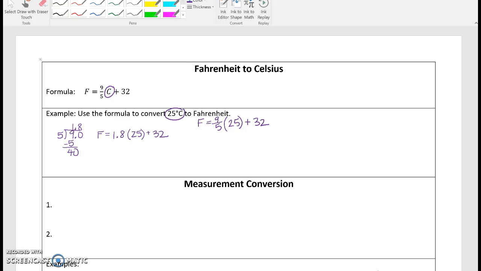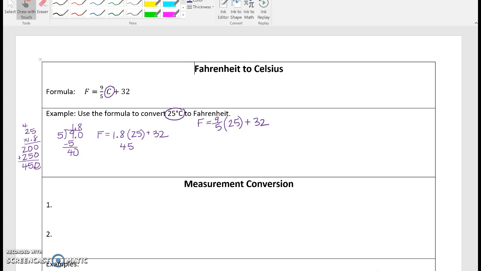Okay, so 1.8 times 25. So I'm going to go out here and do 25 times 1.8. 5 times 8 is 40. 2 times 8 is 16, 17, 18, 19, 20. Second row, put a 0. 1 times 5 is 5. 1 times 2 is 2. Now I add up my two rows. 0 plus 0 is 0. 5 plus 0 is 5. 2 plus 2 is 4. One number to the right of the decimal, so one number to the right of the decimal. So these two equaled 45.